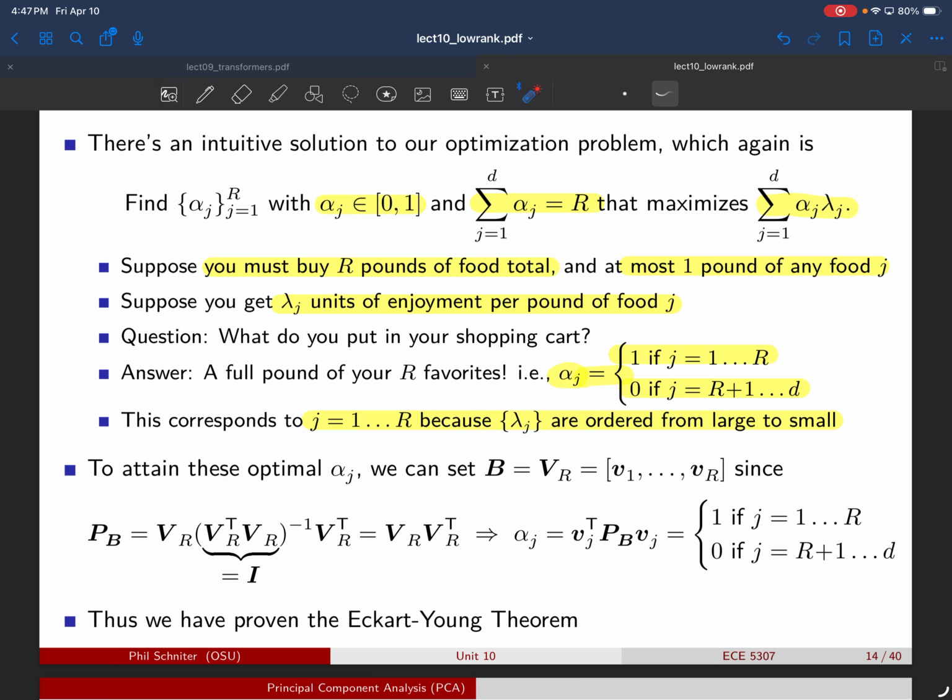And so if PB is this, then the alpha j's, which were defined this way, remember that Vj is going to be the jth row in this matrix. So when you multiply this Vj times this matrix, you'll get basically a 1 at the jth entry and otherwise zeros, because all the rows are mutually orthogonal, and this is the jth row. So these alpha j's turn out exactly the way we want if we choose B in this way.